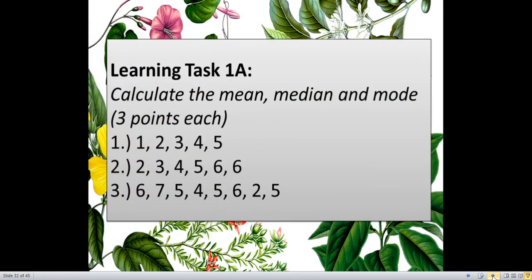Okay, now that we're done with the discussion, you will now get a piece of paper and answer the following. So we have learning task 1A. Calculate the mean, median, and mode, and it is 3 points each. So number 1, you have 1, 2, 3, 4, 5. Number 2, you have 3, 4, 5, 6, 6. Number 3, you have 6, 7, 5, 4, 5, 6, 2, 5.